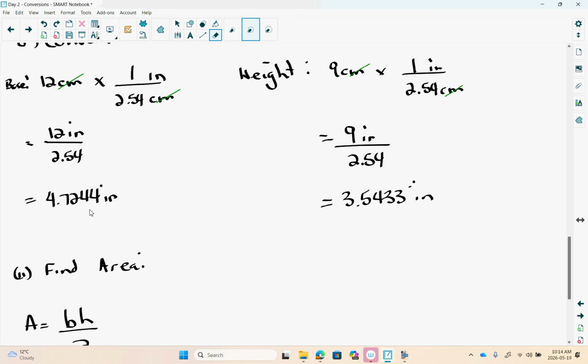Remember, if you do not convert first, you're going to have to go from centimeters squared to inches squared, so you'd have to square your conversion factor.